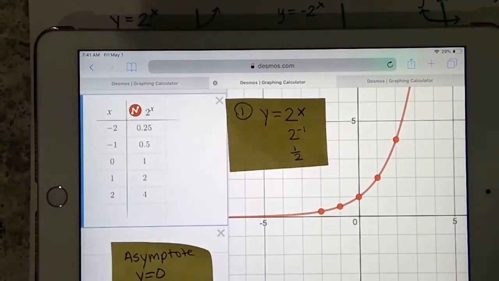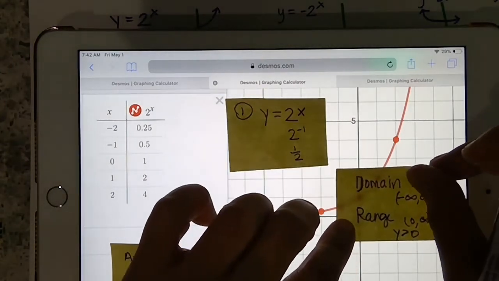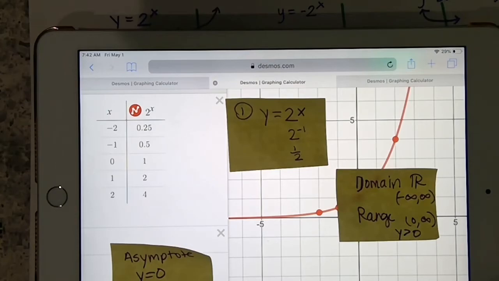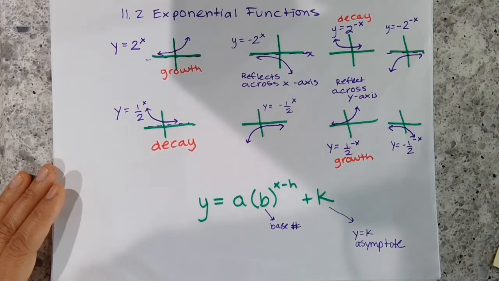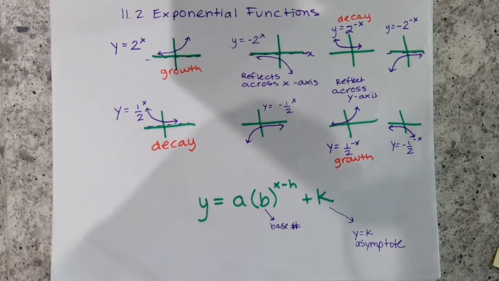Also, the domain of this is all real numbers, or you can say it's -infinity to +infinity. Your range is going to be from 0 to infinity, or you can say y is greater than 0. Go ahead and add that to your graph. All right, go back to your notes page if you still have room, or just add this somewhere.